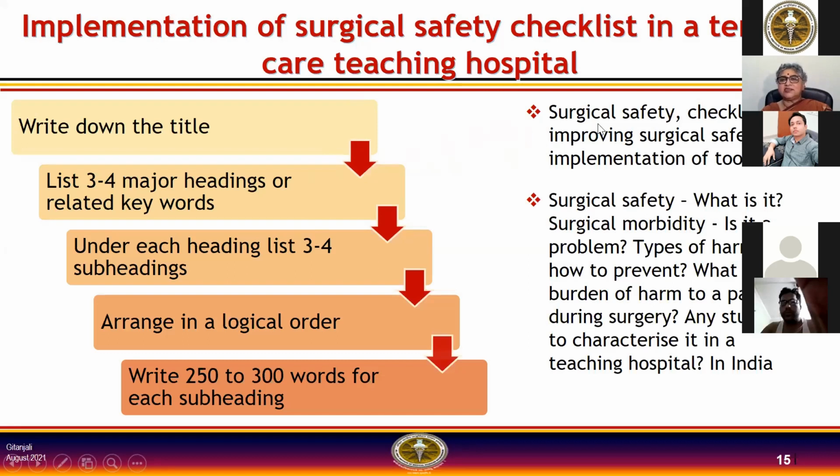So for surgical safety, I will have some other subheadings. What is surgical safety? Is surgical morbidity a problem? What are types of harm? How do you prevent them? What is the burden of harm to a patient undergoing surgery? Any studies to characterize it in a teaching hospital? Are there any studies in India? So these are all thoughts which will come to you when you are talking of surgical safety. So you make them into your subheadings. Okay.